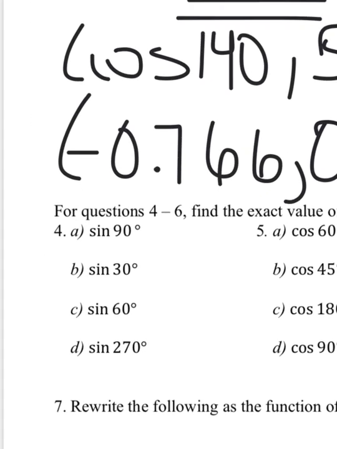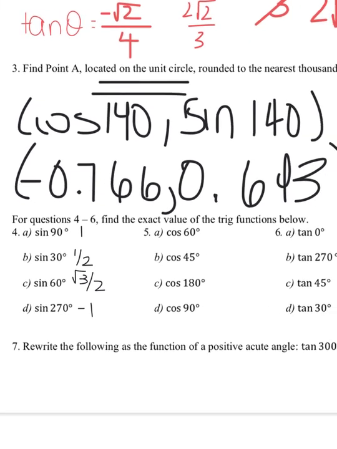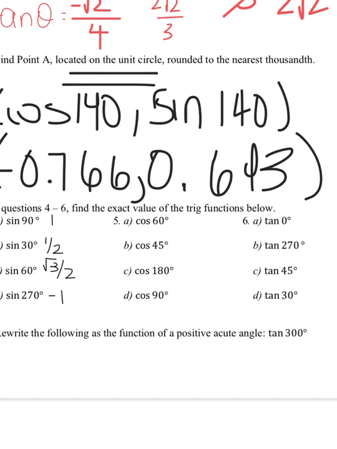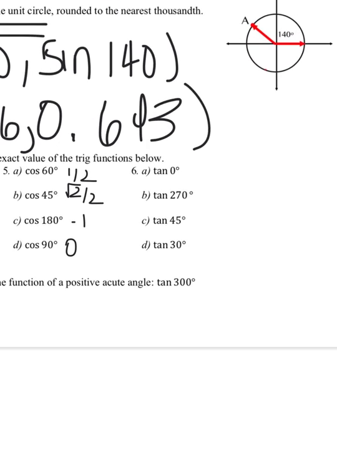So the sine of 90 is 1, of 30 is 1/2, 60 is square root 3 over 2, and 270 is negative 1. Cosine of 60, that would be 1/2. 45 degrees is square root 2 over 2. Cosine 180, negative 1. Cosine 90, 0. If you are plugging these into the calculator, memorizing the decimals, that's okay. Just remember that your answer is going to be the exact value, okay?